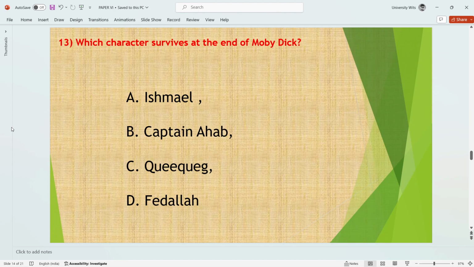And Fedallah was a mysterious prophet figure, remember? He also meets his demise during the final encounter with Moby Dick. So the right option is Ishmael.